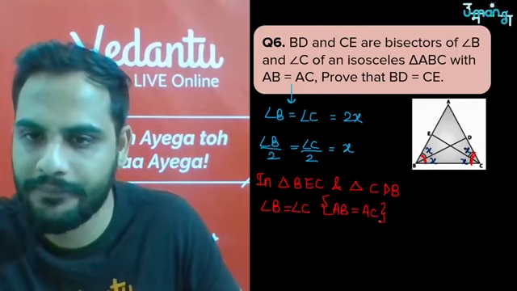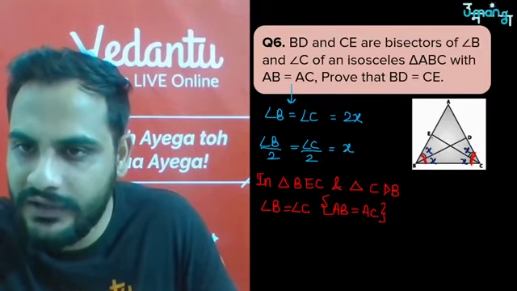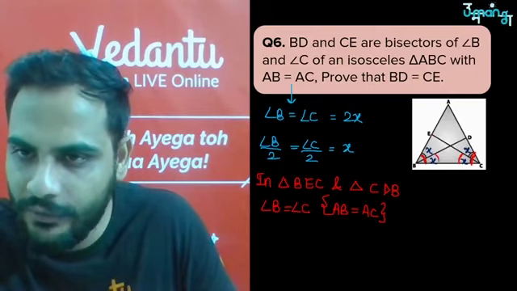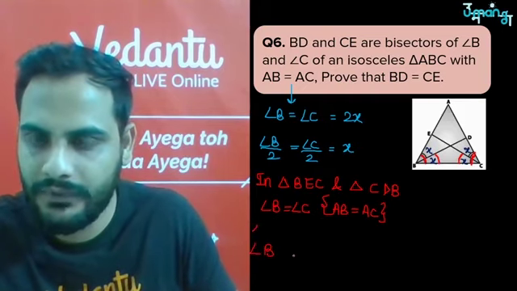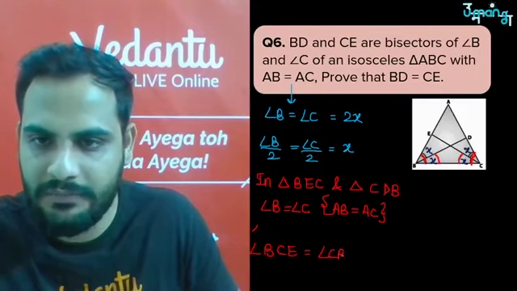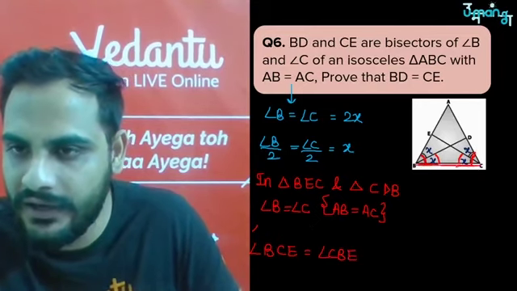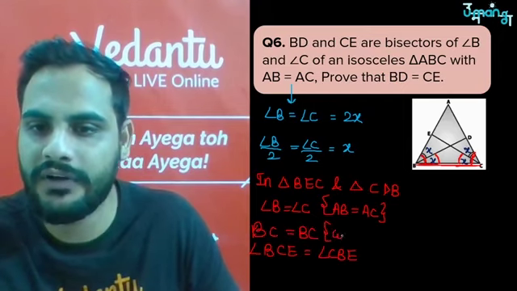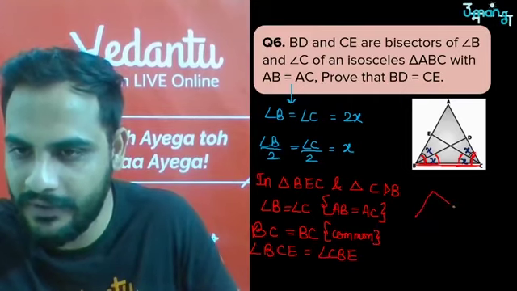We got it. Then I can say that the half of angle B is also equal. So in this triangle BEC we are talking about this, and in triangle DEC we are talking about this half angle. I can say that angle BCE is equal to angle CBE. Okay, they both are also equal, and the side which is containing that is your BC. BC is equal to BC because it is common.